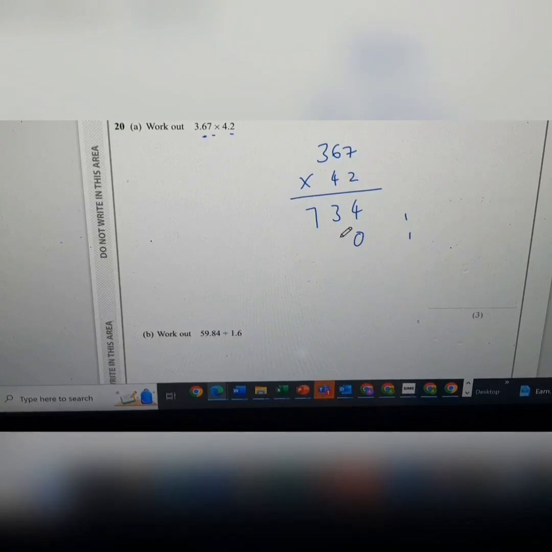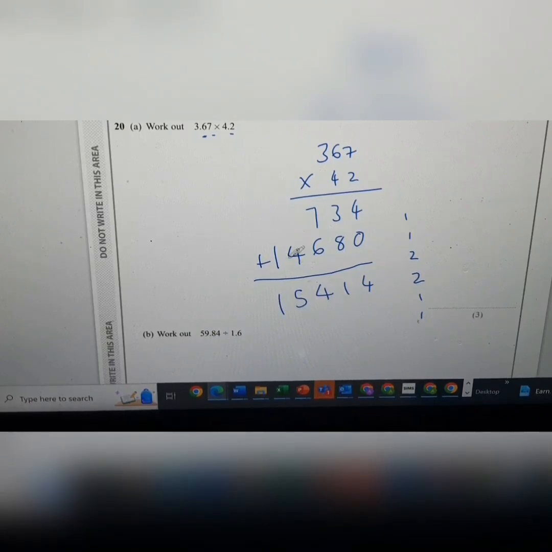4 times 7 is 28, 8, carry 2 over. 4 times 6 is 24, add the 2, 26, 6, carry 2 over. 4 times 3 is 12, add the 2, 14. So I'm just being really careful where I place my values. So 4 add 0 is 4, 3 add 8 is 11, 1, carry 1 over. 7 add 6 is 13, add the 1, 14, 4, carry 1 over. And then 4 add that 1 is 5, and then the 1, bring the 1 down here.